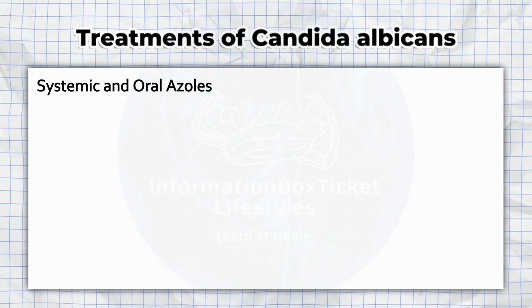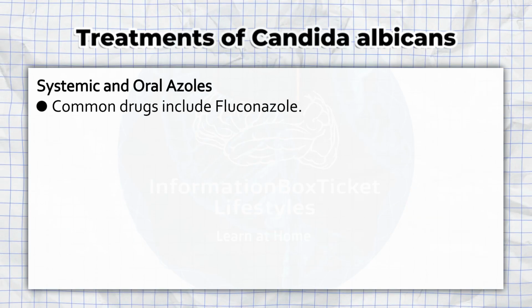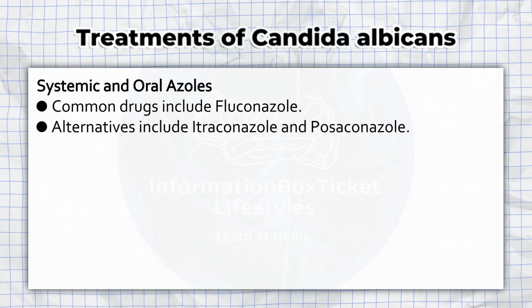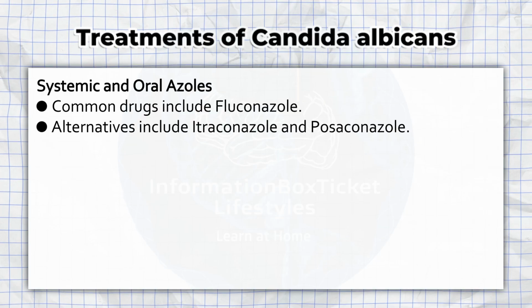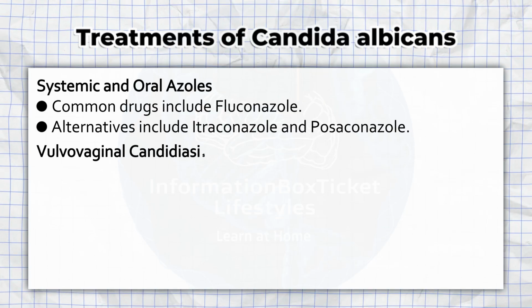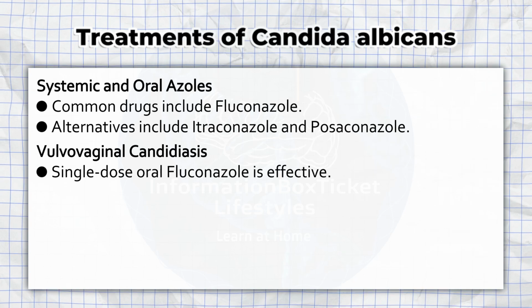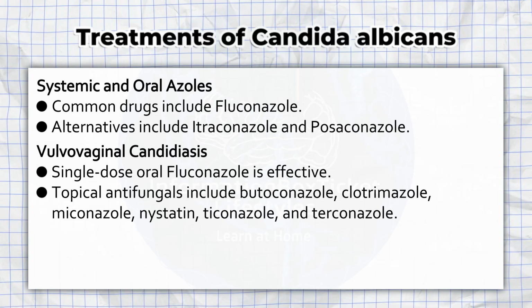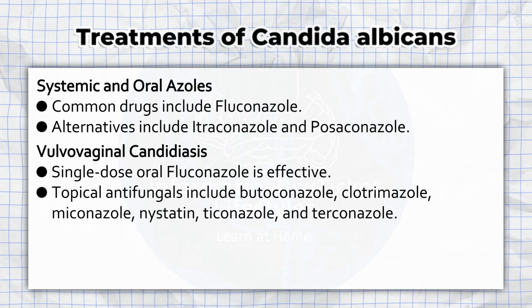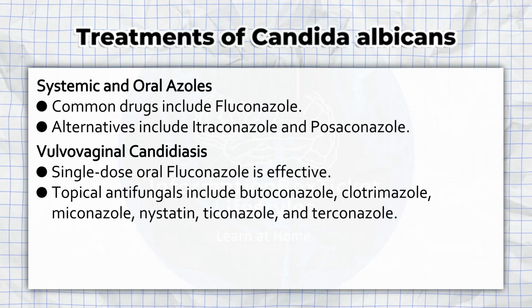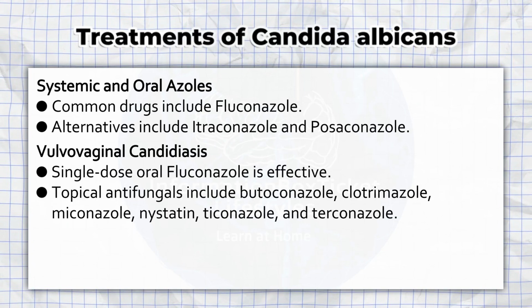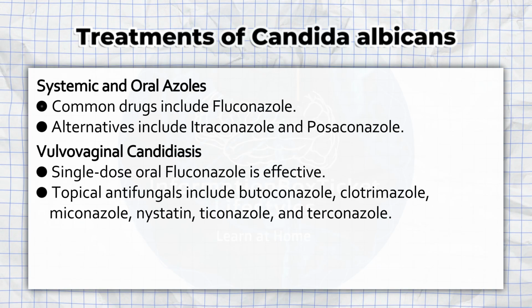Systemic and oral azoles. Common drugs include fluconazole. Alternatives include itraconazole and posaconazole. Vulvovaginal candidiasis. Single-dose oral fluconazole is effective. Topical antifungals include butoconazole, clotrimazole, miconazole, nystatin, tioconazole, and terconazole.